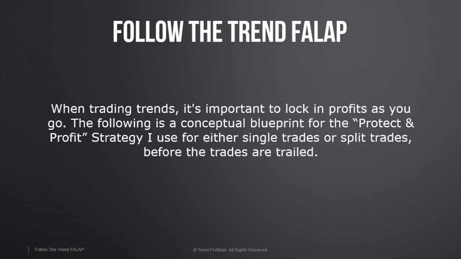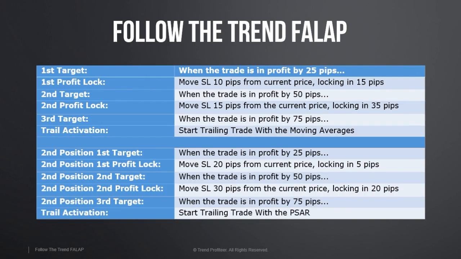When trading trends, it's important to lock in profits as you go. The following is a conceptual blueprint for the protect and profit strategy I use for either single trades or split trades before the trades are trailed. Okay, so before you start trailing the trade with your chosen trailing methodology, you want to be able to lock in profits at 3 specific points that you can set before the trade is initiated, or even after the trade has been entered. You can adjust your trade assistant to be able to move the stops and lock in profits at those predetermined points. So let's have a look.